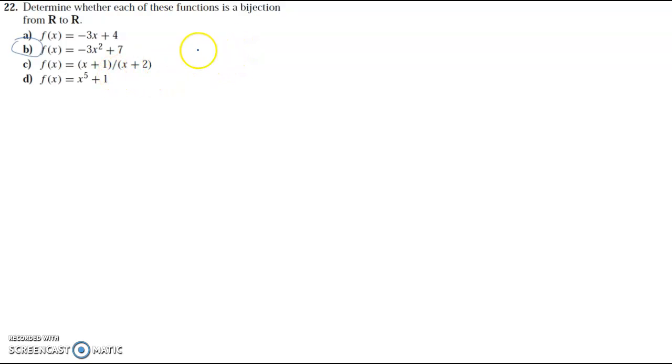So let's say if we plug in 1 for x, we're going to get the same value as when x is negative 1. So therefore, this is not a bijection. And I think for these problems, providing just one counterexample is sufficient.